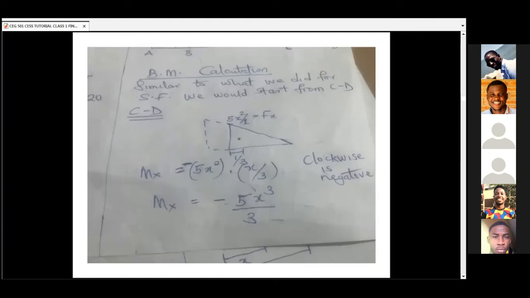So if you now want to find the bending moment at point 2 or at point 1.5, you just need to put x equals 1.5 into this equation, and you will get your bending moment at that point. Okay, so can I move on, Faye?